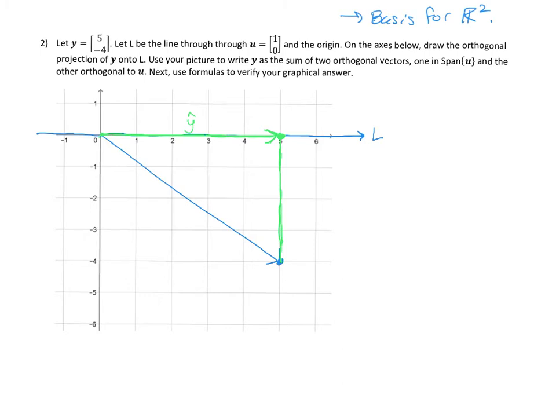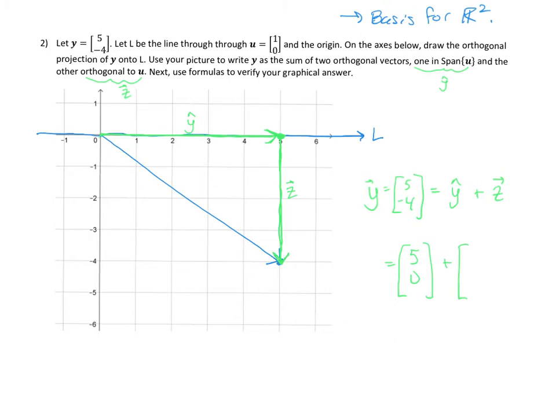Okay, so we want to use your picture to write y as the sum of two orthogonal vectors, one in the span of u and the other orthogonal to u. Okay, so the one in the span of u, we usually call that y hat. And the other one orthogonal to u, we usually call that z. Okay, so this one is z. So just using my picture, I'm going to write y, which is 5, -4, as y hat plus z. Okay, and y hat looks like it is 5, 0. And that means z is 0, -4.